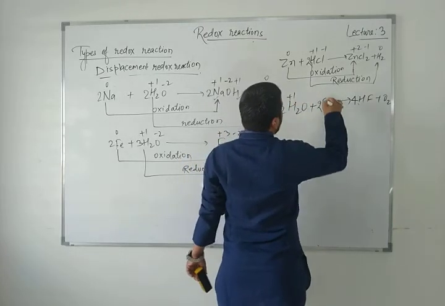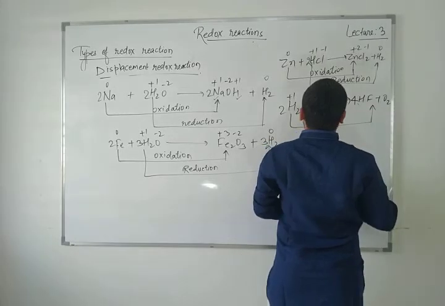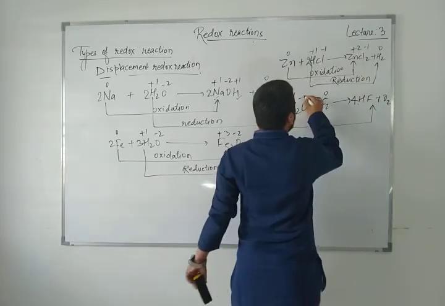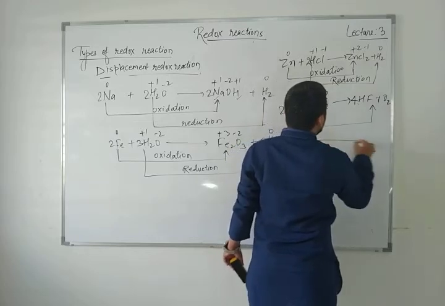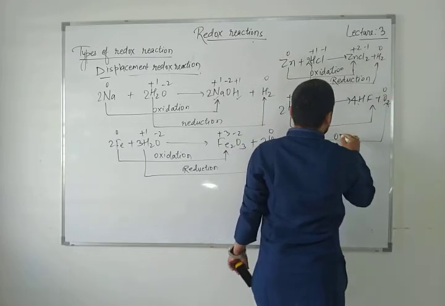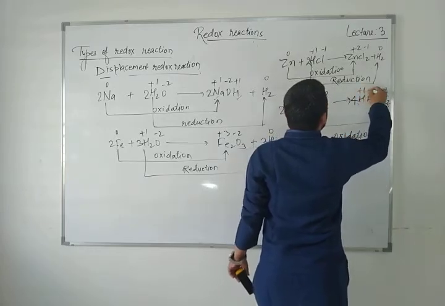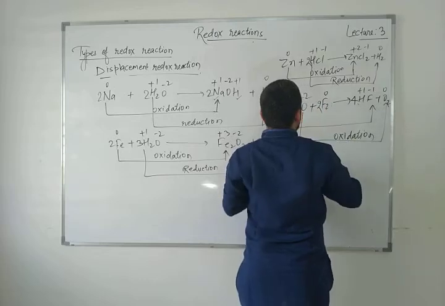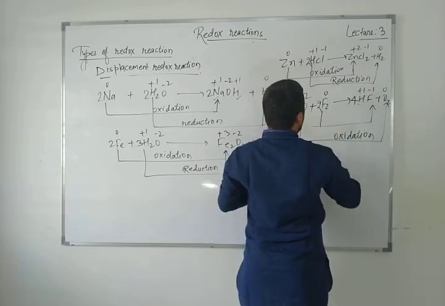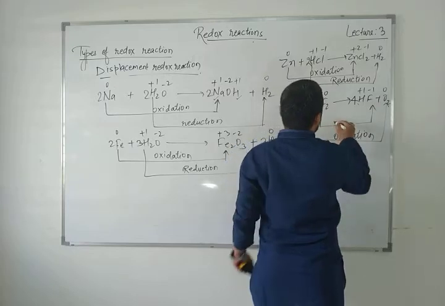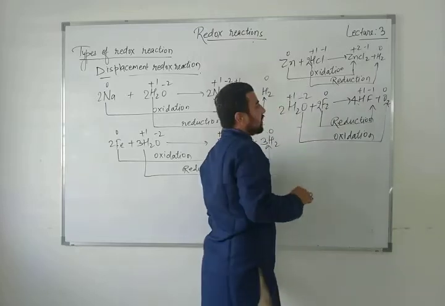Hydrogen +1, fluorine 0. +1 to -1? No, not here. Oxygen -2. So here -2 to 0 is oxidation, right? And fluorine is highly electronegative, so here fluorine is -1. 0 to -1, 0 to -1. So 0 to -1 is reduction. So you can say that this reaction is a non-metal displacement reaction.